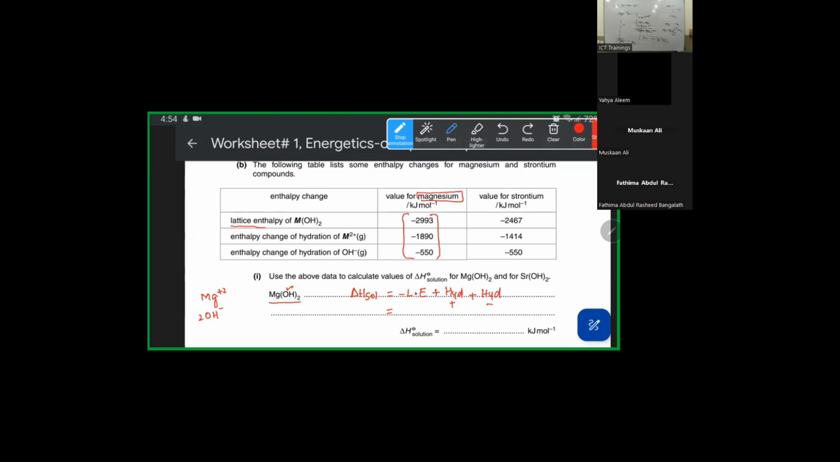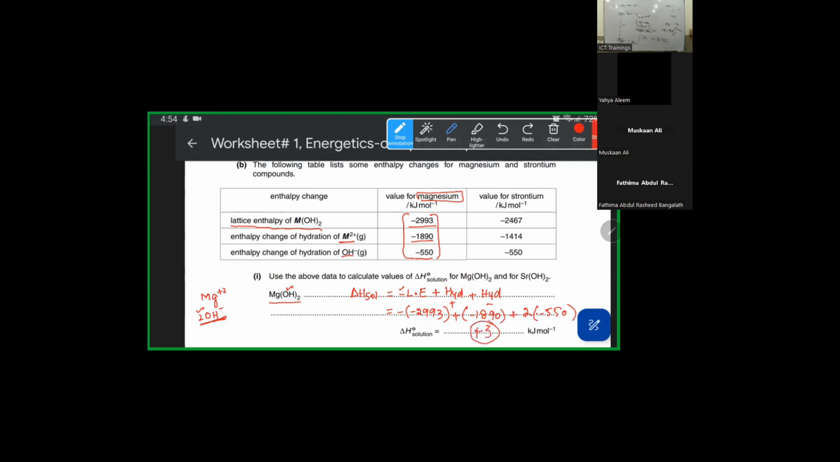Okay, so if you look, the values for the magnesium are these. The lattice energy is minus 2993, so this minus is separate: minus and then minus 2993. And plus then the hydration of positive ion, so positive ion hydration is minus 1890, and then plus you got the two negative ions, so here we should write 2 and the OH minus signs, that is minus 550. So if you solve it up, my dear, let me know what answer you got. Plus 3. It's 100% perfect.